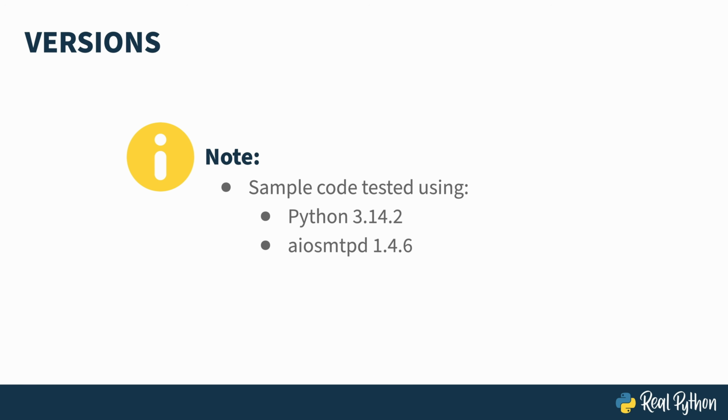The code in this course was tested with Python 3.14.2. To demonstrate how email sending works, I'm also using a development mail server. It's in a third-party package called AIO-SMTP-D. The latest version of that, when I tested, was 1.4.6. If you have a mail server of your own, you don't have to use this package, but it's there for you to better understand how all this stuff works.